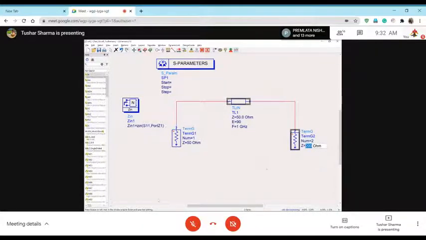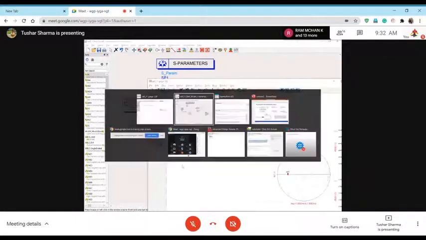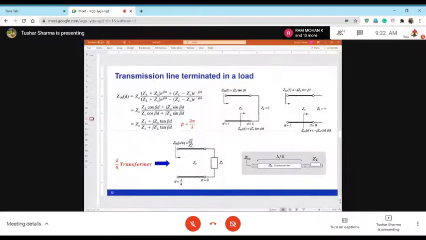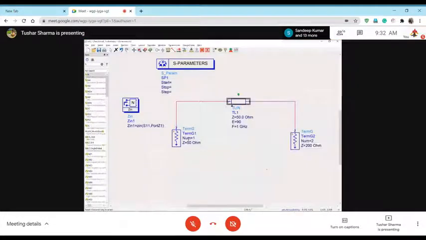Now the question is, vice versa is also true, which means say I know my Z in and I know my ZL, I can also play with my Z naught to match those lines. Say my impedance here was fixed, say 100 ohms, and I want to match this 50 ohms to 100 ohms.